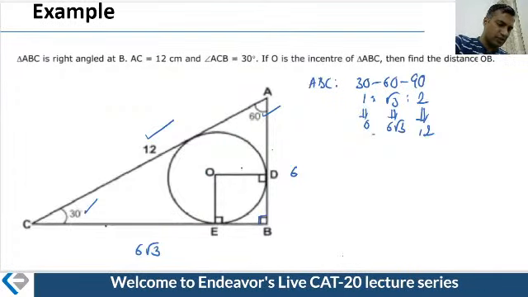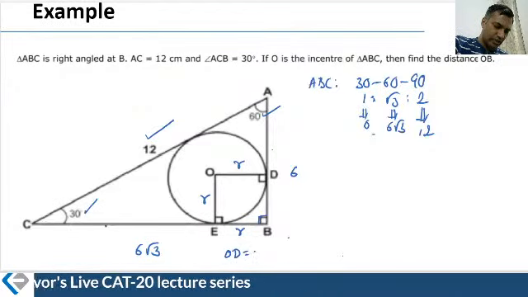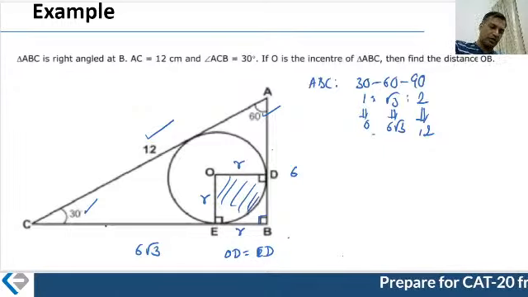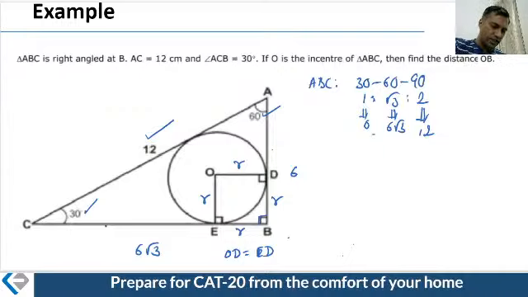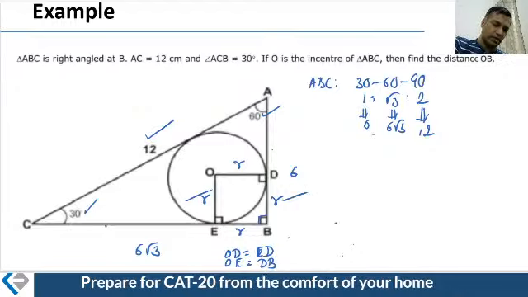All right, friends. What is this OD technically? It is nothing but the inradius. What is OE here? That's also the inradius. Now here we know that OD is also equal to EB, because it's a square now. Technically, this has become a square. OD is equal to ED. Similarly, OE is also equal to DB. Here these two lines will also be equal. So therefore, it's a square.